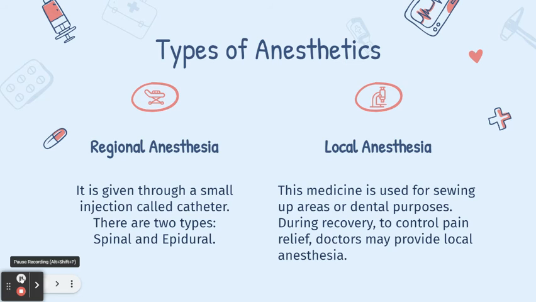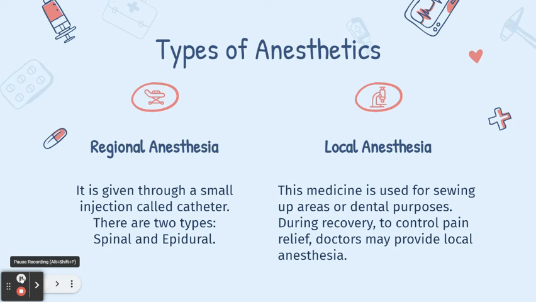Regional anesthesia makes a specific area of the body numb to help control pain. It is given through a small injection called a catheter. There are two types of regional anesthesia, spinal and epidural. Spinal and epidural both are used for operations such as childbirth, orthopedic operations such as total knee and total hip replacement. However, an epidural anesthesia can be used to give pain control a few days after surgery.